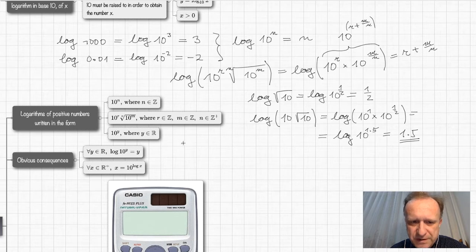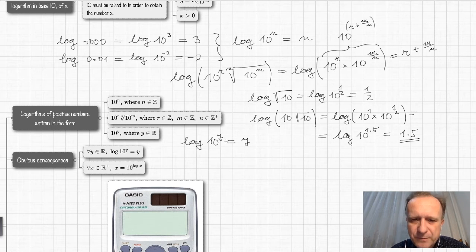So what would be the logarithm of 10, so we are talking about this part here, of 10 to the power of y, where y is any real number? So the answer is, of course, obvious. The logarithm of such number would be just y. And this real number y would answer the question what the logarithm of 10 to the power of y is.